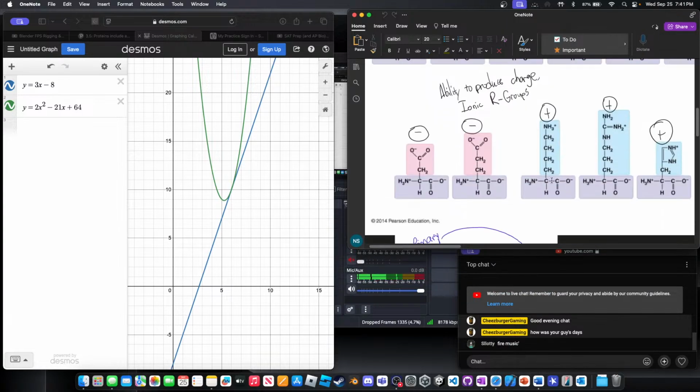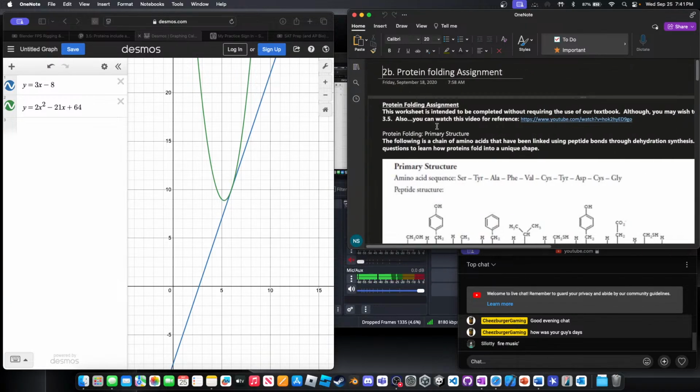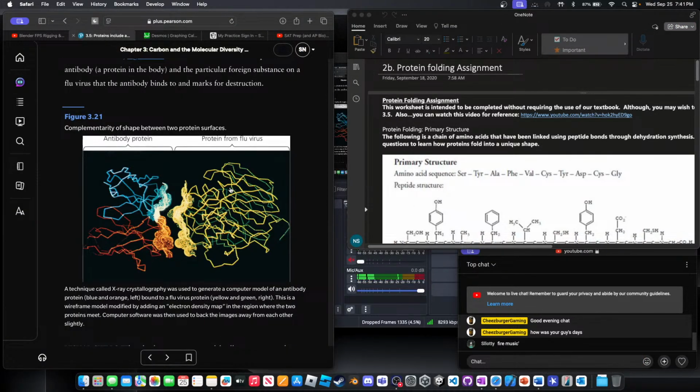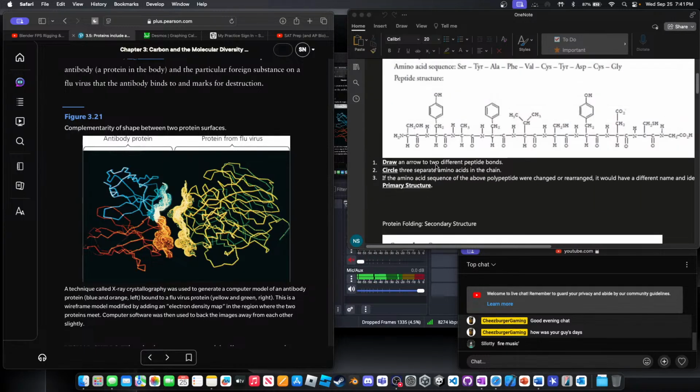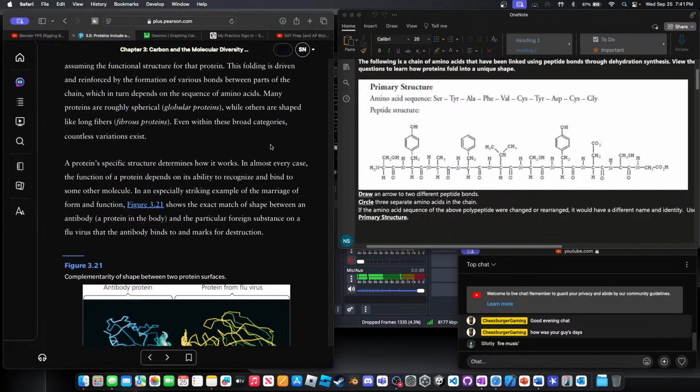I'm struggling to open this right now. Protein folding assignment, okay? We're going to be learning about protein folding. We're going to read it off of this. So, an arrow on two different peptide bonds. If you guys know what peptide bonds are, they are there to link different amino acids together. Amino acid chains are linked together by peptide bonds, which make polypeptides.